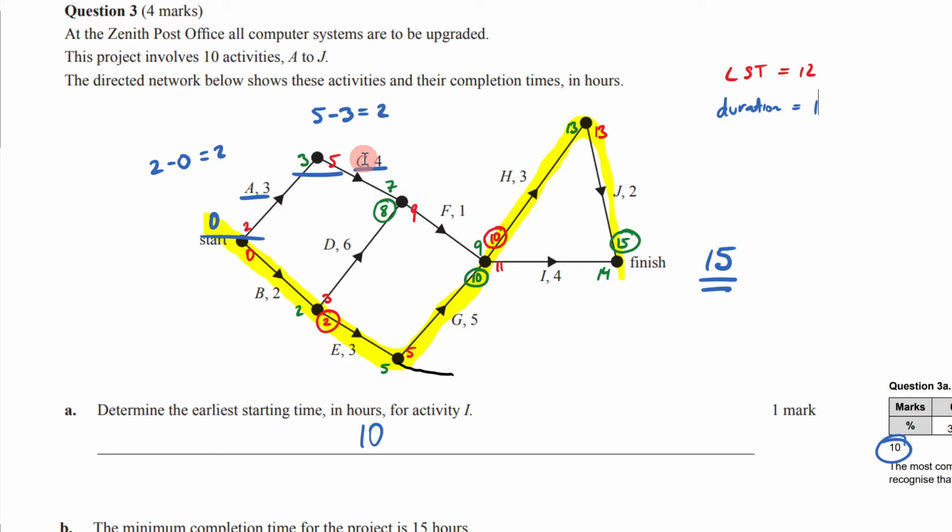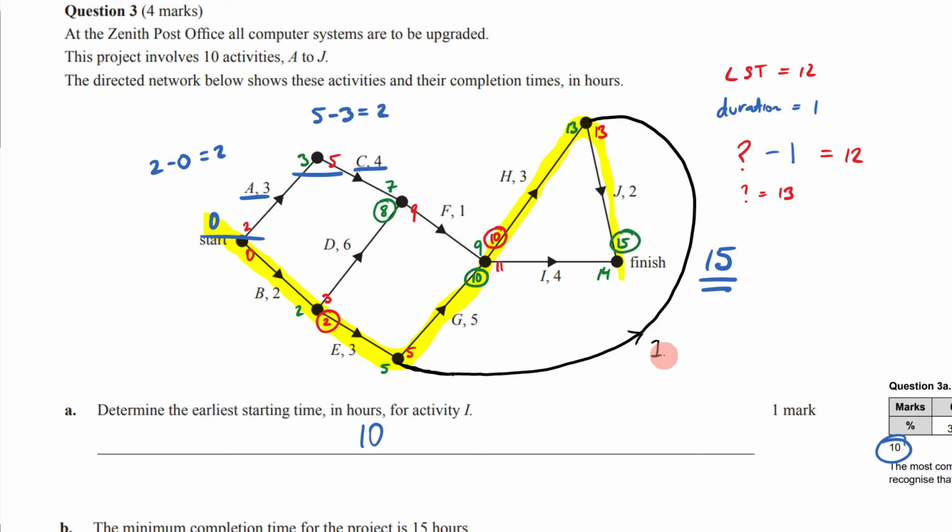So what we want to do is this. We need to find some LST. We need to be able to subtract the duration from it. And then our answer needs to be 12. So what minus 1 will give us 12? And hopefully you can be like, oh, the question mark must be 13. So now we're looking for somewhere where I have an LST of 13. Well, I have an LST of 13 right here. So that must mean that this edge starts here, comes all the way and goes there. So that's what it must look like and has a duration of 1.